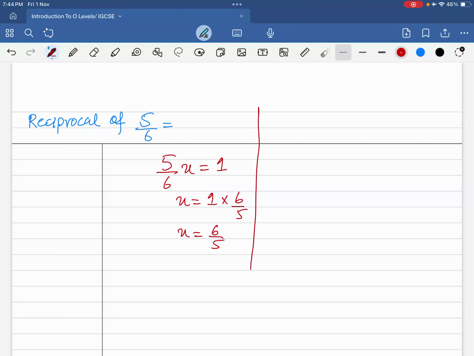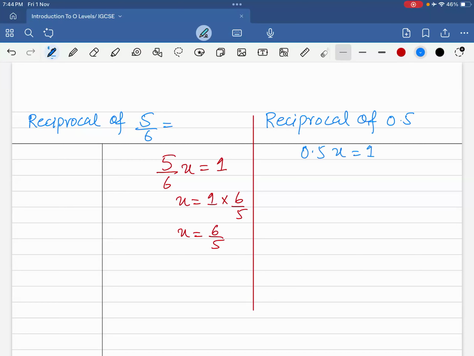थोड़ा difficult question करते हैं. Let me write here that reciprocal of 0.5. बेटा 0.5 का reciprocal क्या होगा? तो 0.5 times x equals 1. So I can write 0.5 as 5/10. Agree or not? Can I write like that? Yes or no? जी सर. So 5/10 will go to the right side as 10/5. So it will be 1 multiplied by 10/5, and x is equals to 10/5 means 2. It means that reciprocal of 0.5 is 2.